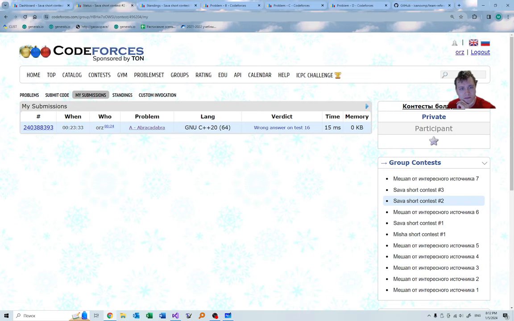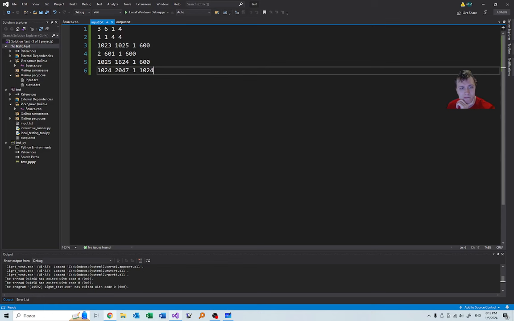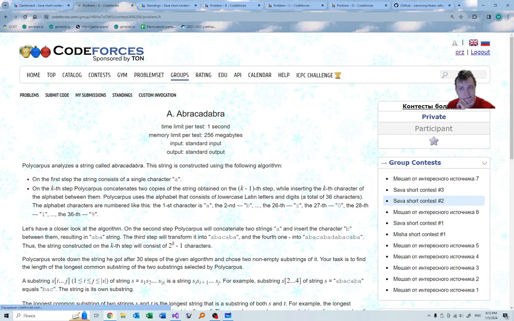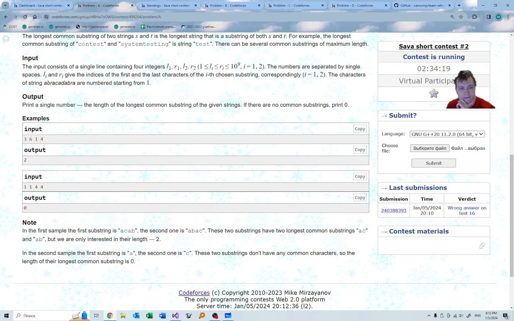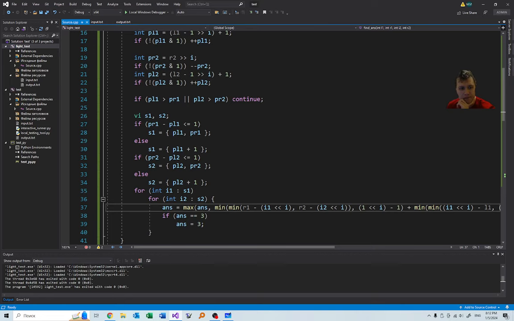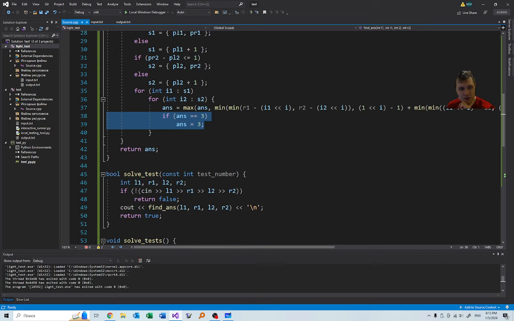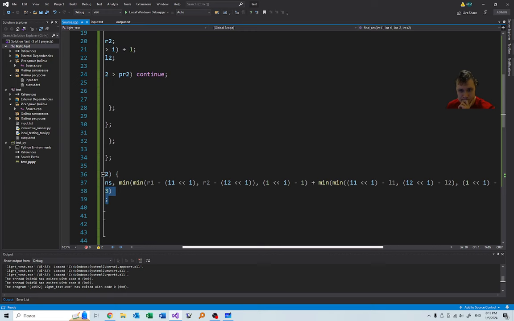Answer test 16. This is not what I hoped for. Okay, there is this rubbish, but it shouldn't change the answer, should it? Maybe this operation is done wrong.